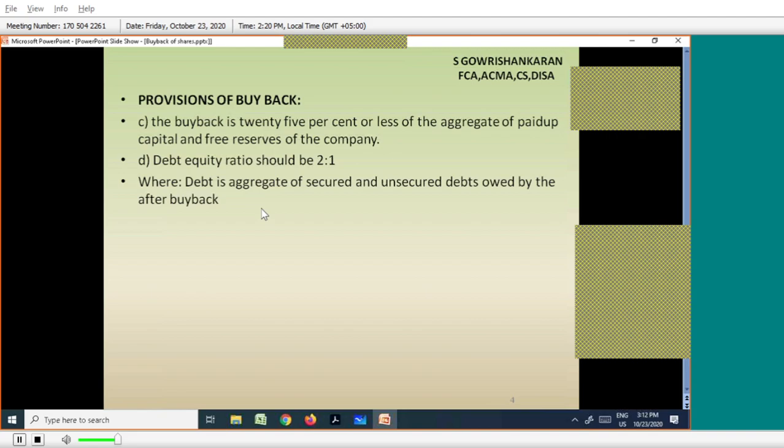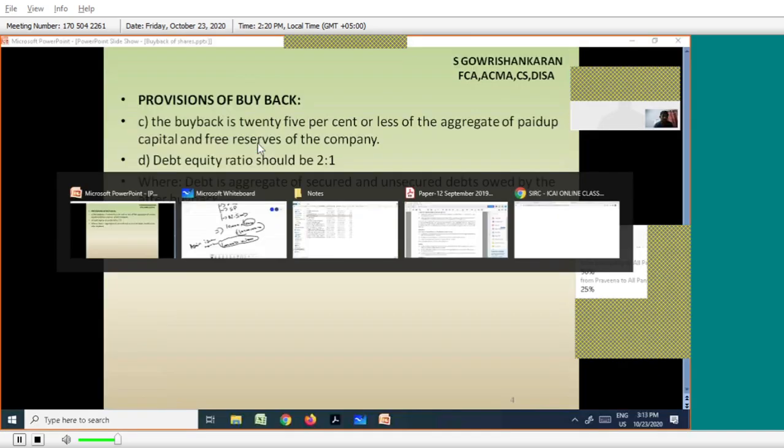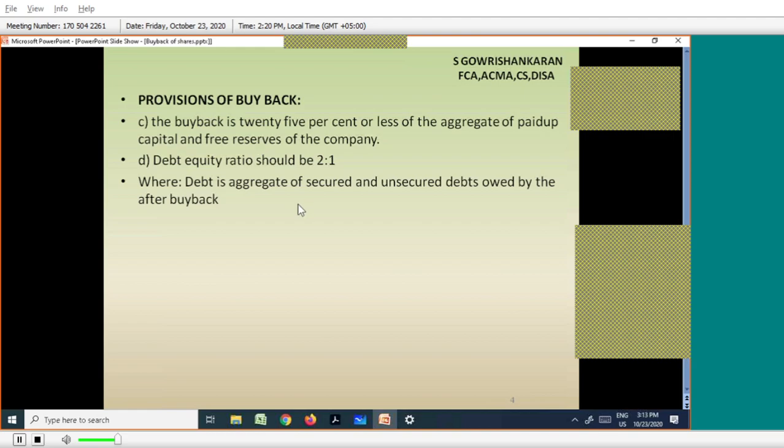Not investment valuation reserve. Not foreign exchange valuation reserve. All those reserves are non-cash reserves, specifically created for some purpose. Reserves and surplus means available for the shareholders. Debt means secured and unsecured debts owed after buyback, and equity means aggregate of paid-up capital and its free reserves. Okay? This is one condition you should remember.